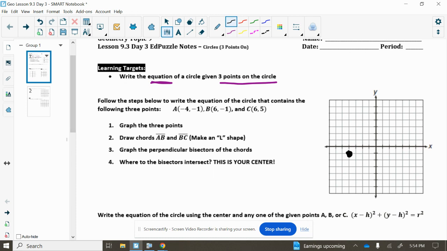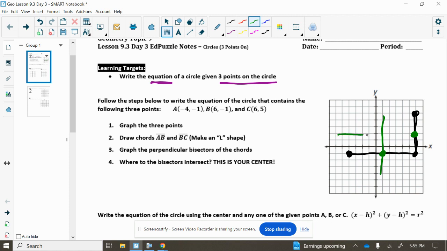So step one is we're going to graph that. We have a point at A, which is at -4, -1. We have a point to the right 6, down 1, that's B. And then we have one to the right 6, but up 5. And that's point C. And we're going to connect those with kind of an L shape with a vertical and a horizontal line. And from there, our next step is to look for the midpoints of those two new segments we drew in. So we have that midpoint there, another midpoint.